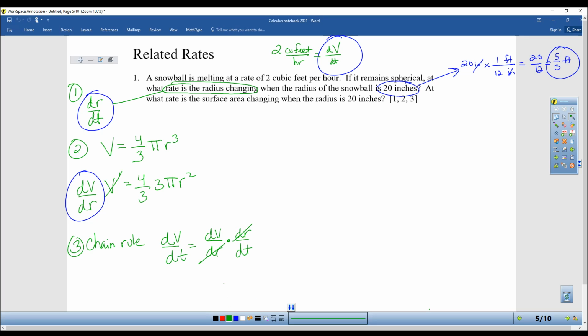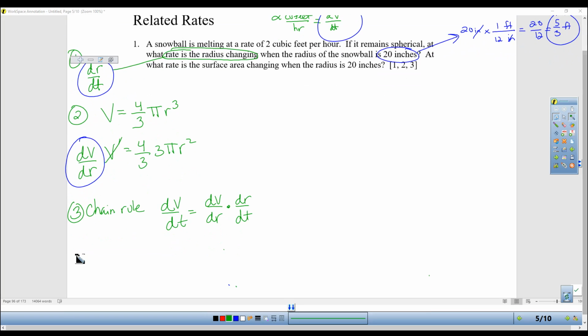No, because it's a little bit of a puzzle. It's never going to be exactly the same. Your goal is just to make the two sides be equal. Once you have the chain rule, this problem is going to be a piece of cake. Step 4, you can fill it in.